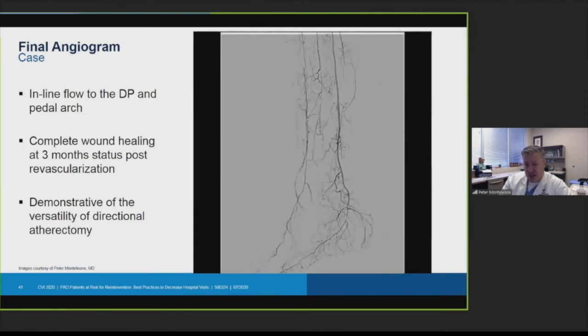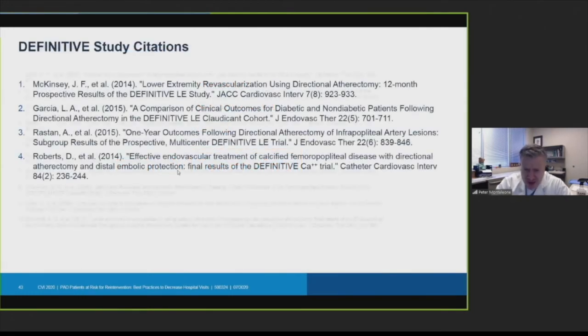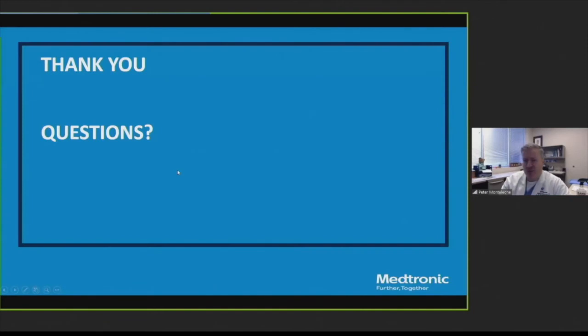So in this patient, in addition to a nice angiographic result, we had complete wound healing at 3 months. And as much as anything, it truly demonstrates the versatility of directional atherectomy, a tool that we used in these 2 cases to treat a 28 millimeter 6.0 SFA, and we also used to treat a bulky disease within a 3 millimeter anterior tibial. So with that, I'll stop and take questions. Thank you all so much for the time.